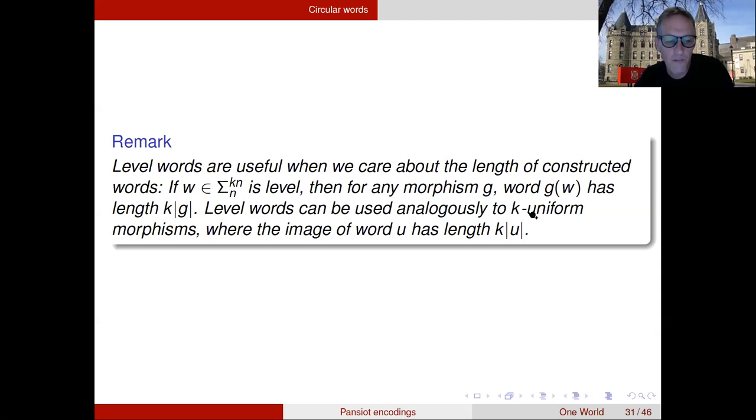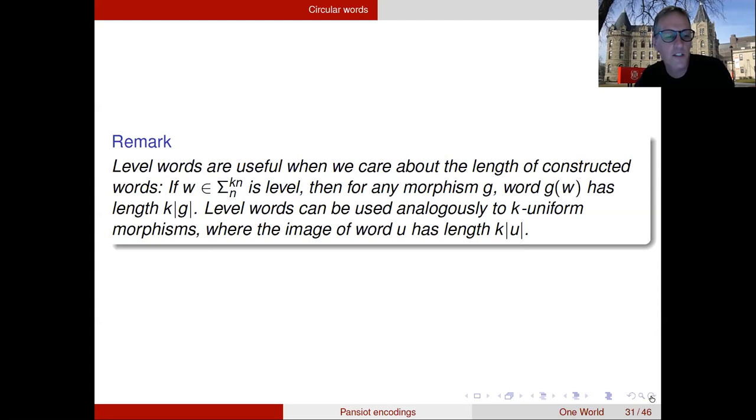So level words, this is the same kind of thing that you use K-uniform morphisms for. So when it was shown that the number of ternary square-free words grows exponentially with length, that used uniform morphisms, right? So of course, when I take the image of a word U under a uniform morphism, then the length of the image is K times the length of U. So that's why level words, we thought they were interesting.